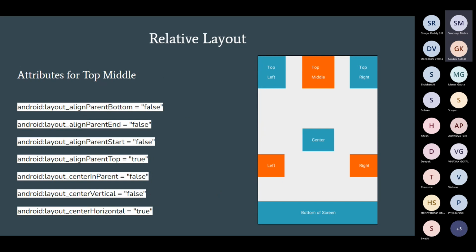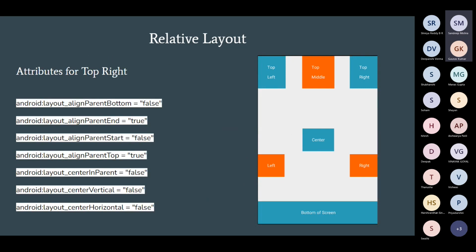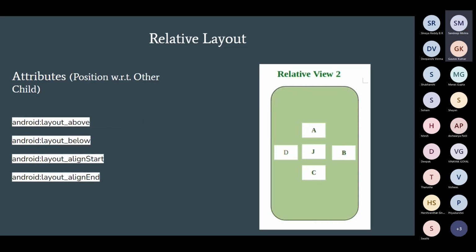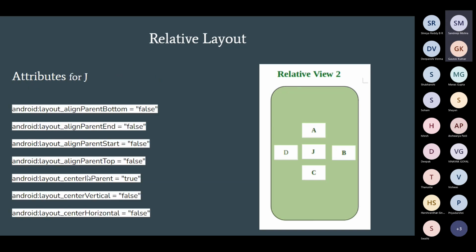Yeah, that's it, if we want to set the position relative to my parent. I've explained how to set for top left, top right, top middle, at the bottom of the screen, and for the center. Now we can even set views with respect to other views. If I want to have a text view called J at the center, and I want some text on the right side, on the left side, on the top or bottom, then we can use the properties called Android layout above, below, align start, and align end. So that's what I am going to explain now.